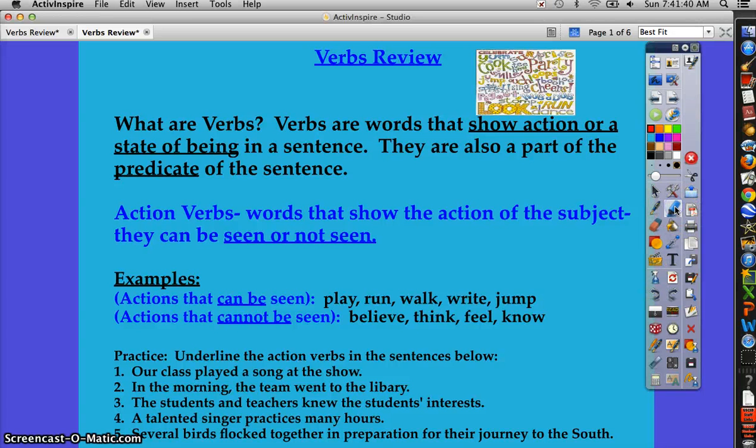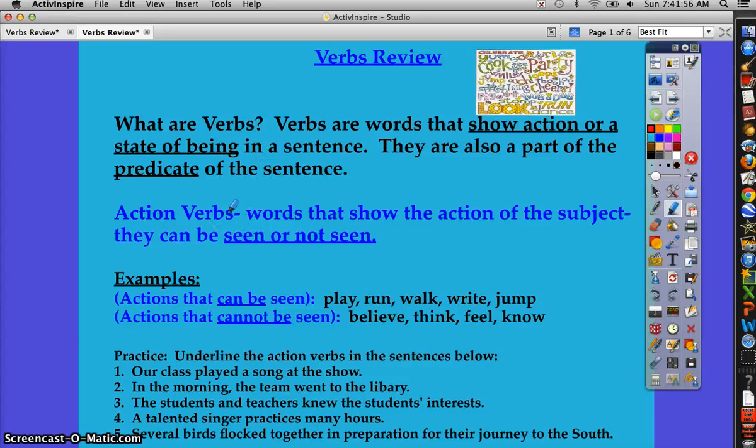Okay, today we're going to take a look at the verbs unit that we've been studying in language arts with a verbs review. If you take a look at the first question, what are verbs? Verbs are words that show action or a state of being in a sentence. They are also a part of the predicate of the sentence.